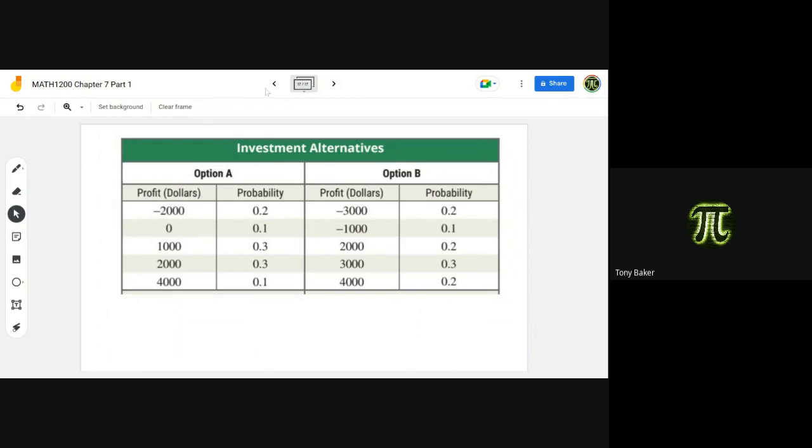Yes. I would also say B, because the difference between each variable is a lot smaller in comparison to option A, where it was 2,000, 0, 1,000, 2,000, 4,000. Yeah. All right, let's find out.